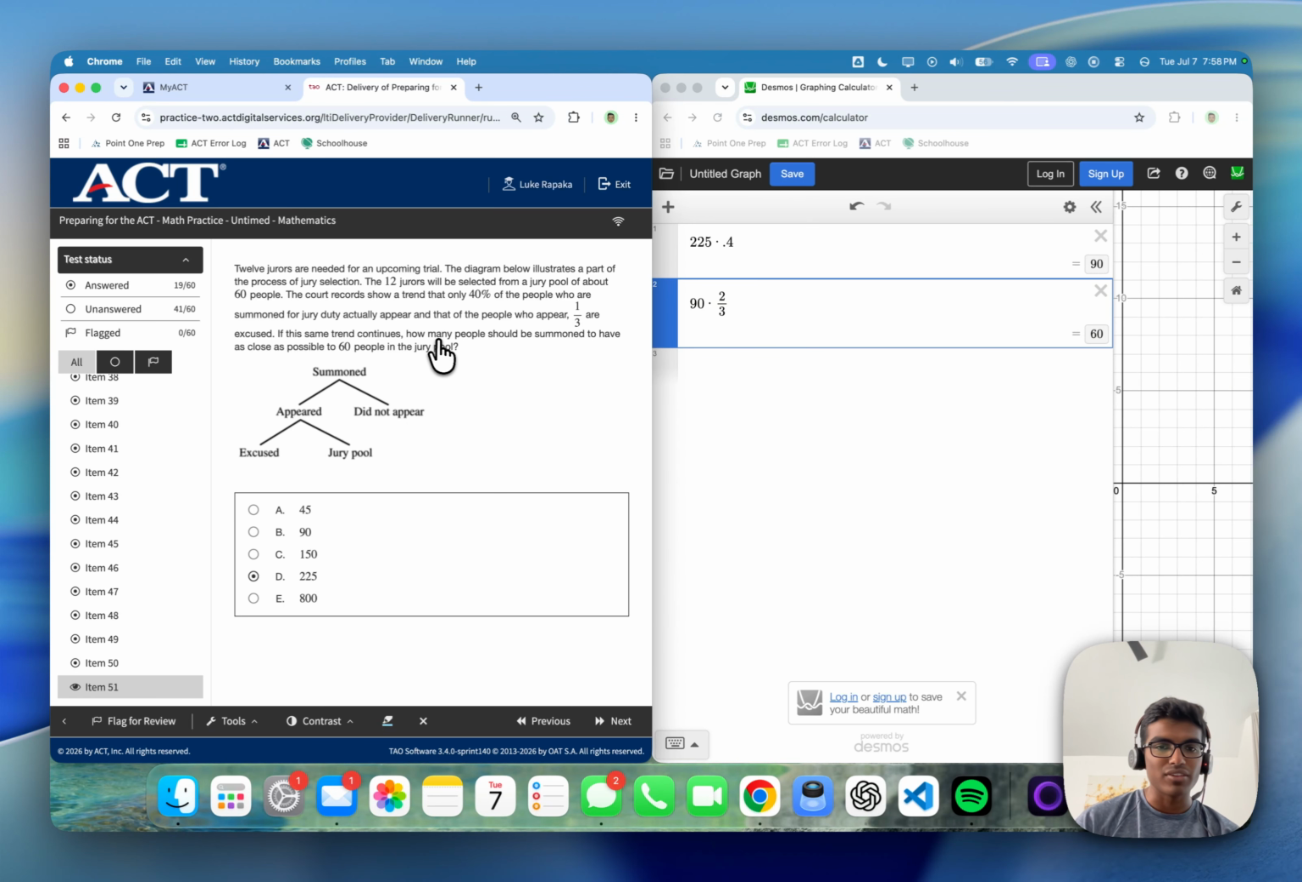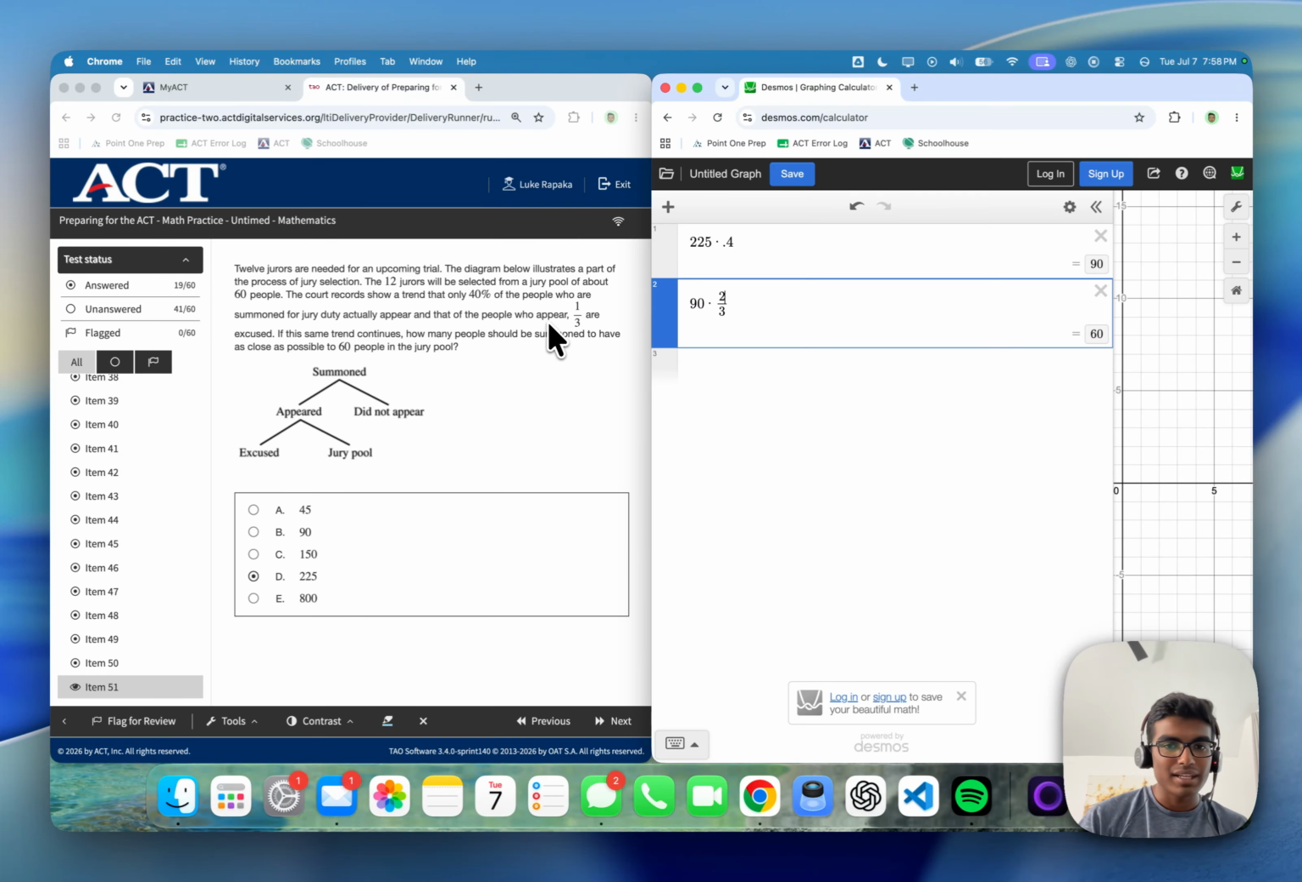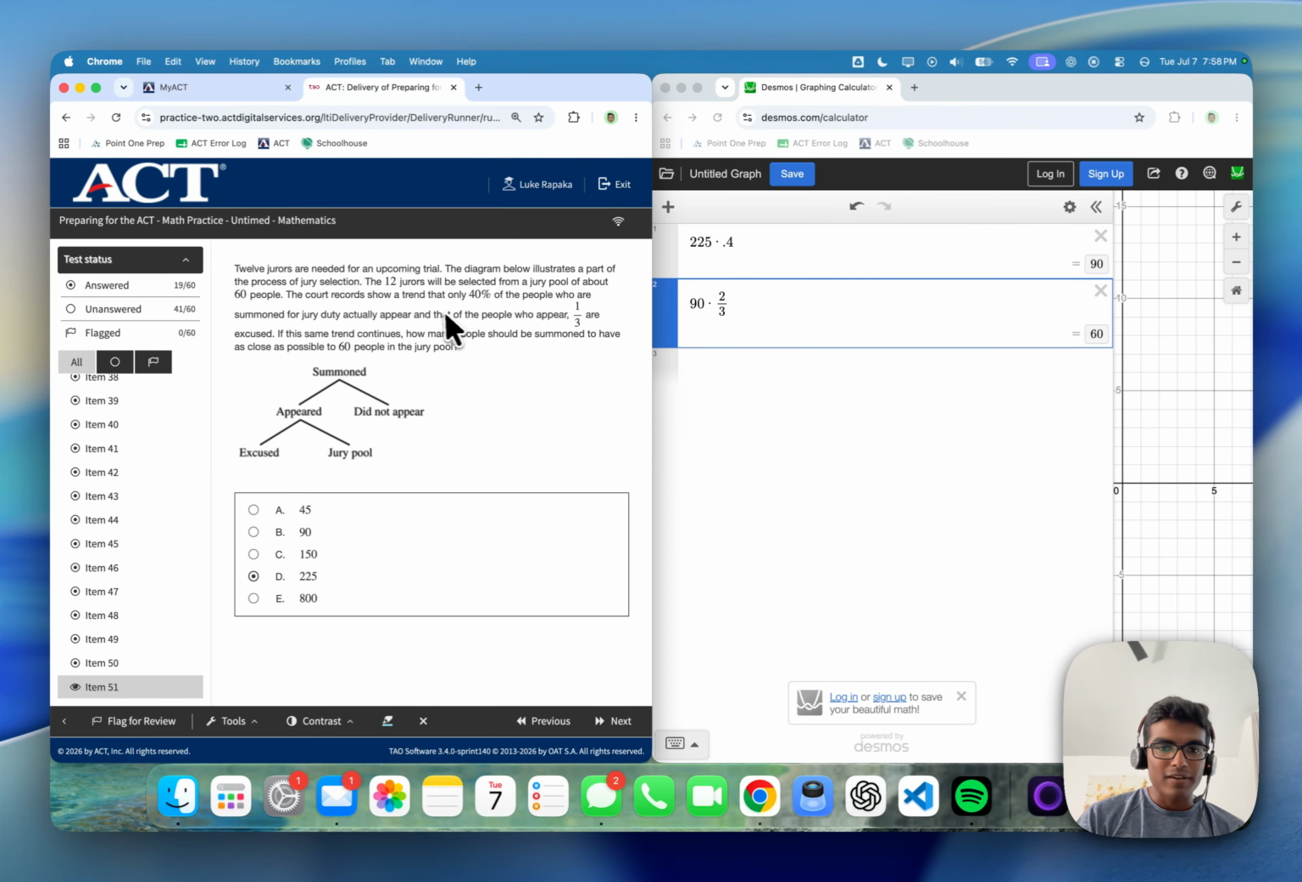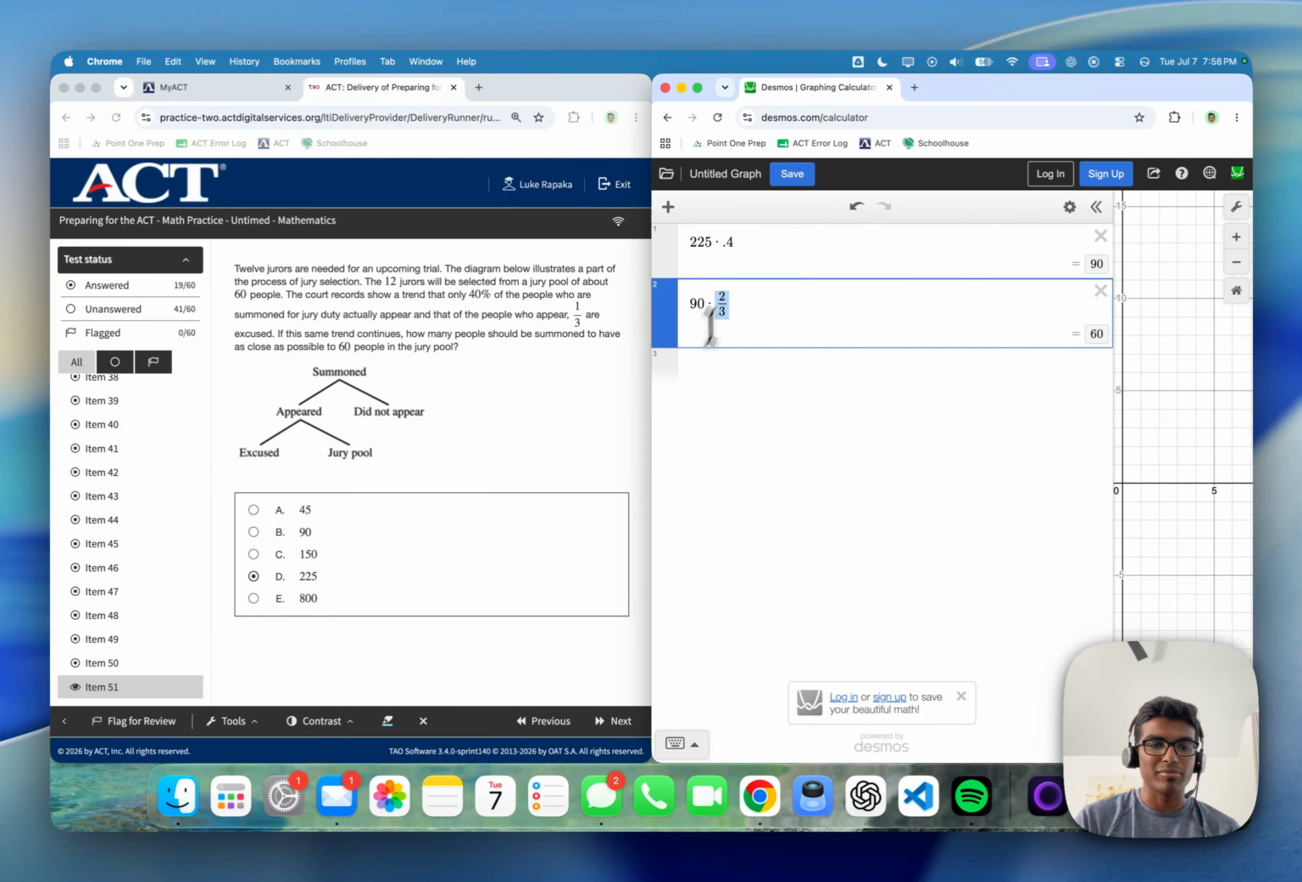And the reason I'm multiplying with 2/3 is that it says of the people who appear, so we're right here right now, 1/3 are excused. So 1/3 of them end up in the queues, but the other 2/3 are in the jury pool, which is what we're trying to find. So by multiplying by 2/3, I find the people who are actually in the jury pool, and then I get 225.